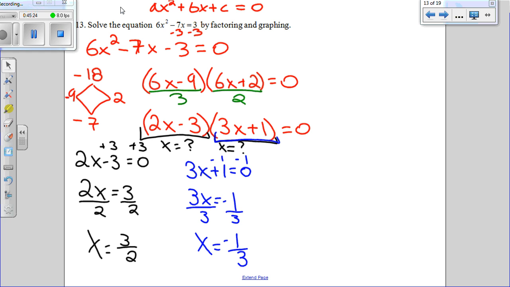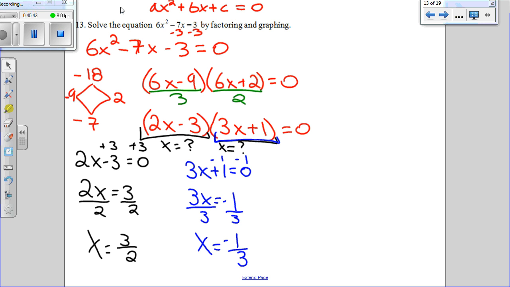I highly recommend you solve by factoring when you can. It's what you're best at. It sounds crazy, but it's what you're best at. When you're solving a quadratic, what are you actually finding? Yeah, what is it, Tristan?